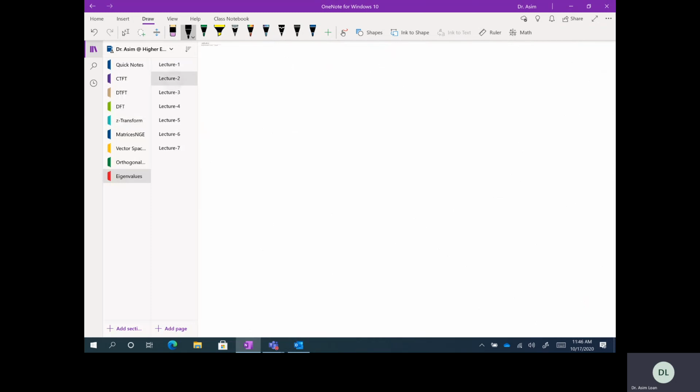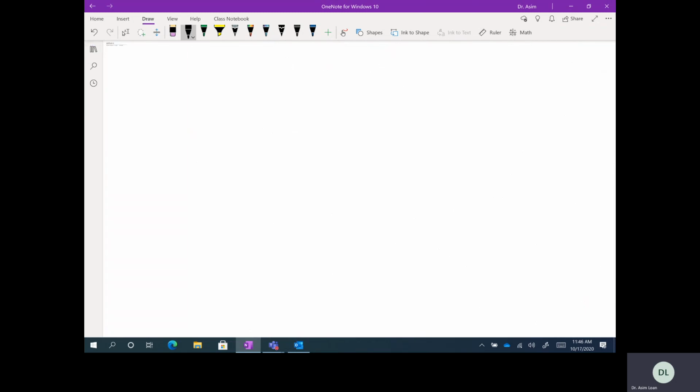So let's start lecture 2. Before we start lecture 2, let me remind you of 3 things that we have done. We said there are 2 checks. The 2 checks are: the trace of a matrix is the sum of the eigenvalues.